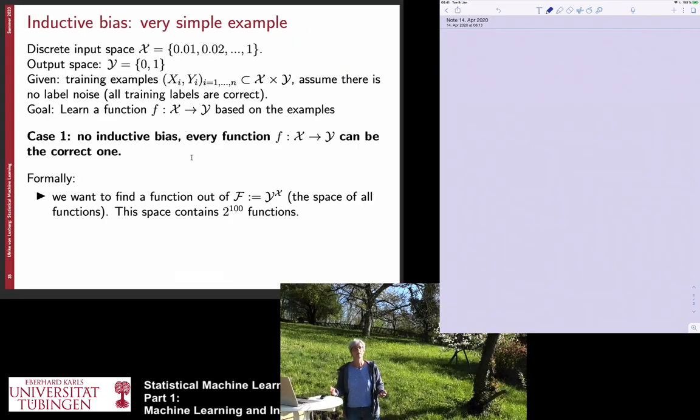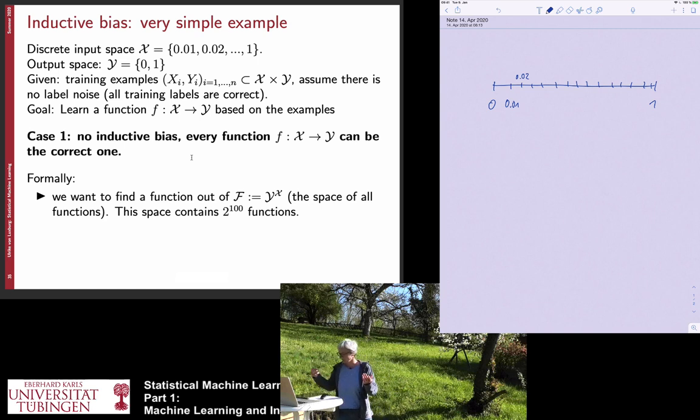I now want to show you a simple example for what this inductive bias means and why we really need it. For this, let me simply draw an example. We're going to look at a space that is just one-dimensional. So we have points between 0 and 1, and the space consists of a grid: we have 0.01, 0.02, and so on. These are our input points. And now the output space is either 0 or 1.